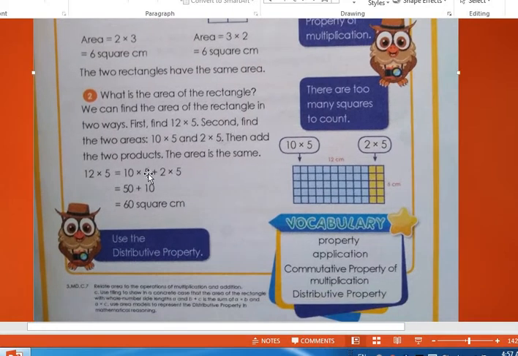Okay, now this is called what, Suka? This is the distributive property. Excellent, Suka. Why? Because I distributed here 12 into 10 and 2. 10 will be multiplied by 5 and 2 will be multiplied by 5. So 10 times 5 is 50. 2 times 5 is 10. The addition of them, 50 plus 10, will give me 60 square centimeters.